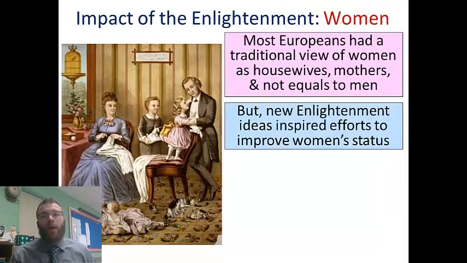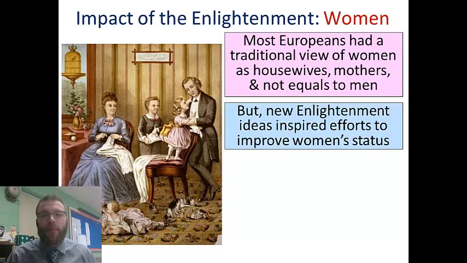Next is women's rights. We don't get to talk about women's rights too often in this class because most of this class takes place before women really had the rights that we would see today. And most of that comes because of the European view of women as being housewives, mothers, and just really not equal to men. And I think you can still see remnants of that in our society, unfortunately.